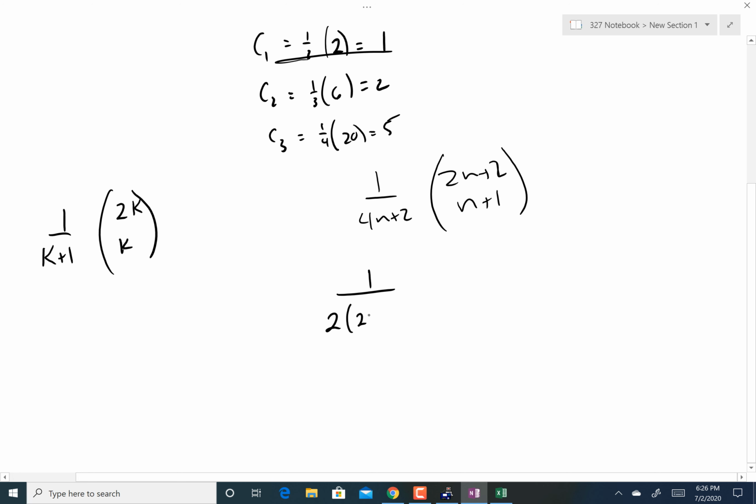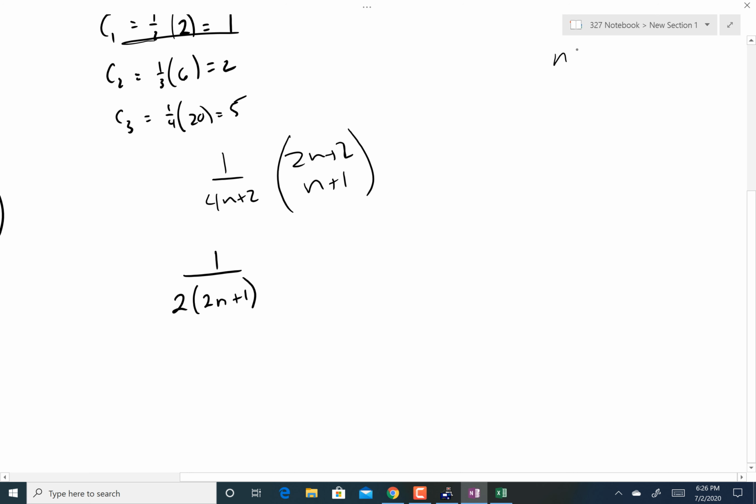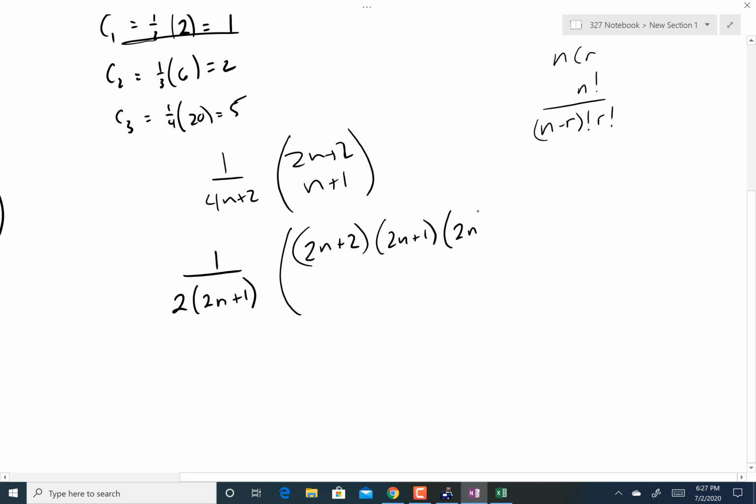It's going to give me 2n plus 1, I believe. Is that right? And then remember, what is this? Combinations, right? Well, combinations are the idea that n choose r is equal to n factorial over n minus r factorial times r factorial. Okay? So in our case, it's going to be 2n plus 2 times 2n plus 1 times 2n times 2n minus 1, and so forth and so on.